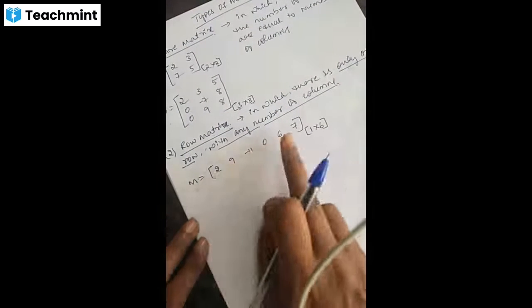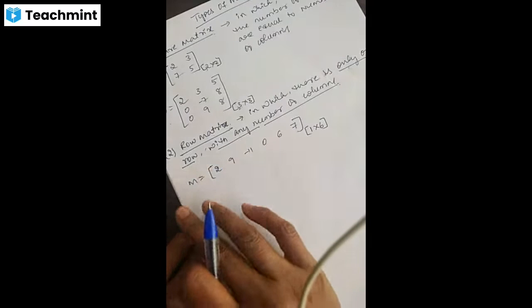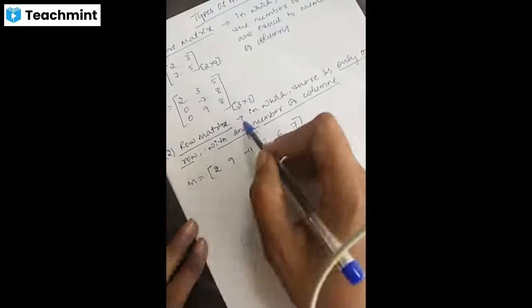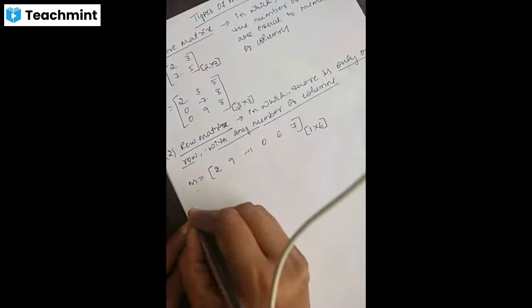Is it okay? Have you understood the thing? What is the meaning of row matrix? A row matrix is one in which there is only one row with any number of columns. Let us move on to the third type of matrix, that is the column matrix.